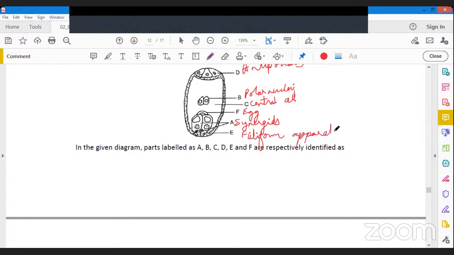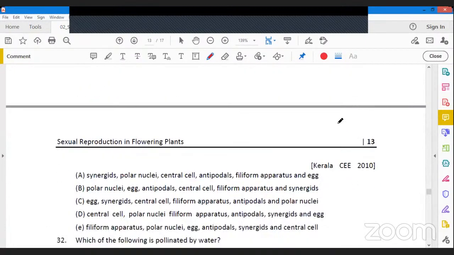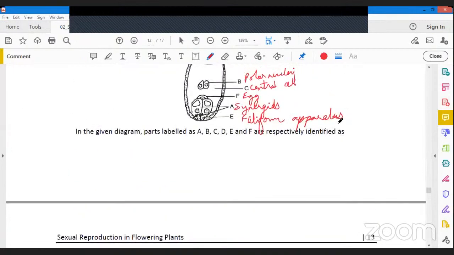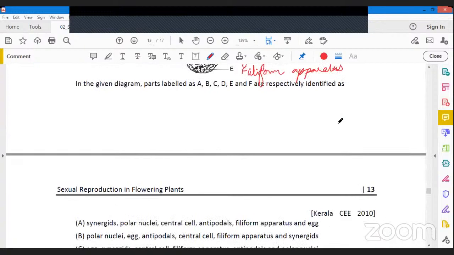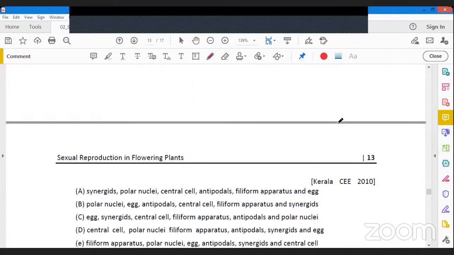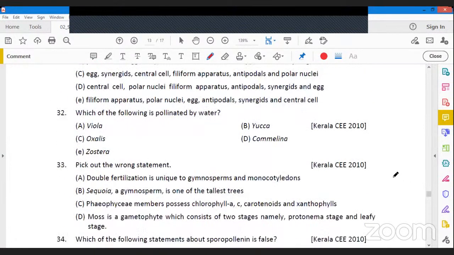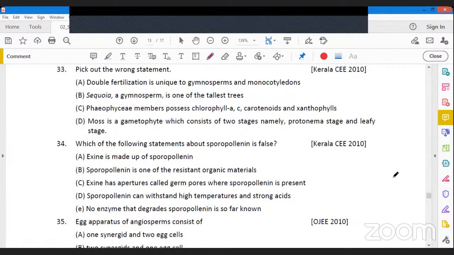filiform apparatus. So look, what should be A? Synergids. B, polar nuclei, correct. C, central cell. D, antipodals. E, filiform apparatus. And egg, correct. A should be the correct answer. So which of the following is pollinated by water? Zostera. Okay.